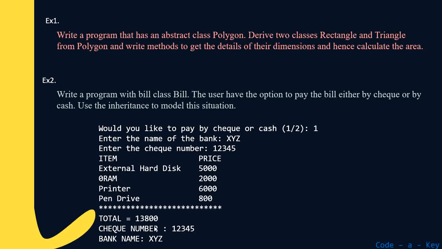And then again, while writing the total, I need the check number and the bank name. But what if the user says to pay using cash? Then we don't need any bank name or check number. We just need the bill and the total. So this is your assignment.